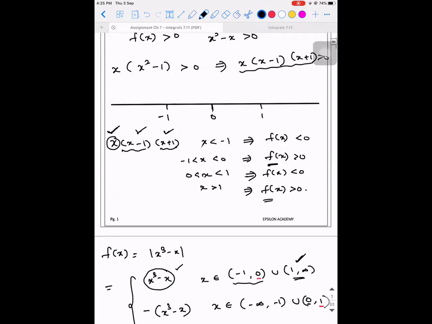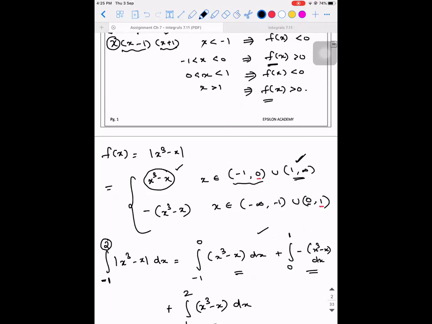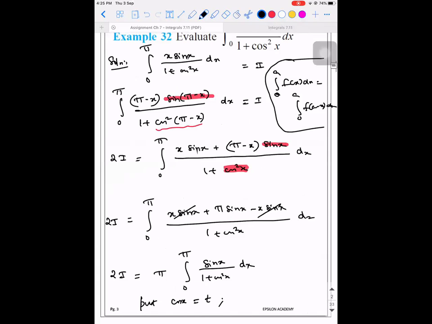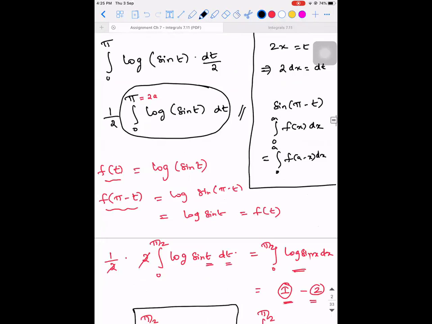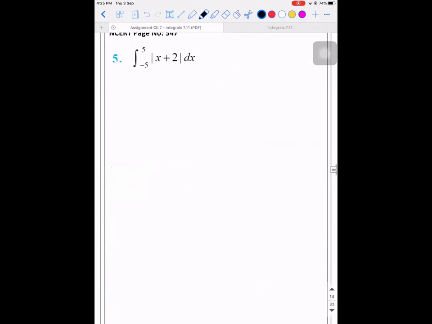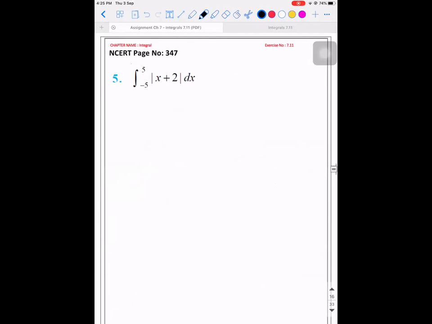Shall I move on to the next one then? Shall we do one more modulus function based problem? Yes sir. Okay, so you guys try. Now, let's look at this. Tell me how to solve this. So how do we solve?